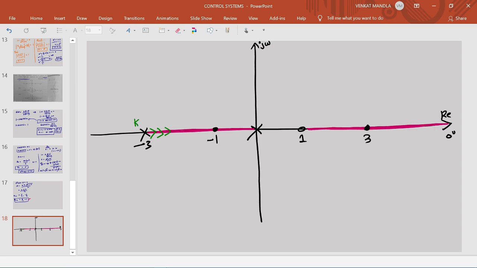That is, k equal to 0 at open loop poles and k equal to infinity at open loop zero. So these two poles meet at s equal to minus 1 and then they break out at s equal to minus 1. And then they have to break in at s equal to 3 also.